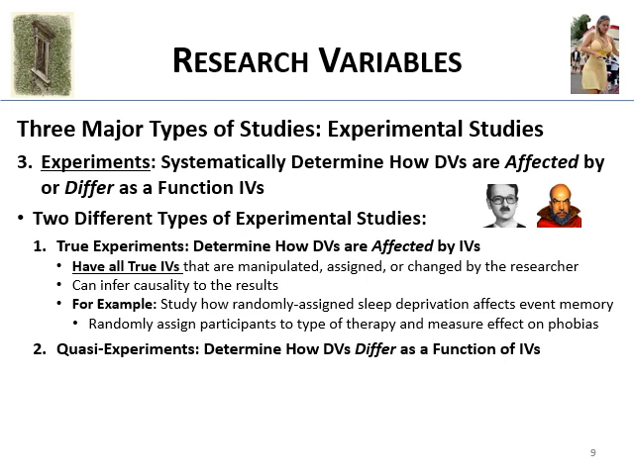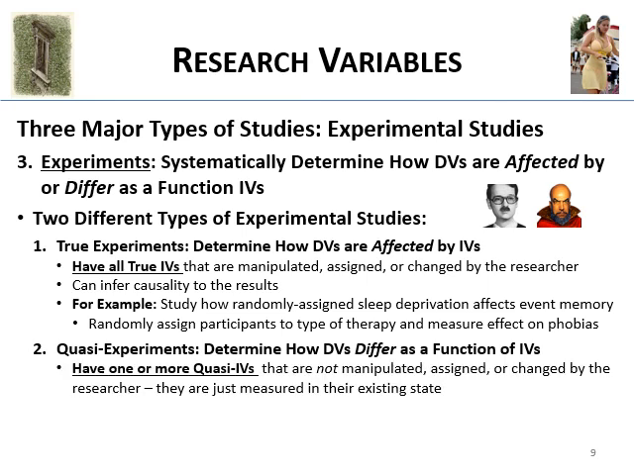So then quasi-experiments are where you determine how DVs differ as a function of IVs. That is, I'm not saying it's causally related, but they do differ as a function of this other variable. So to be a quasi-experiment, all you have to do is have one or more quasi-independent variables. That is, one or more independent variables that are not manipulated, assigned, or changed by the researcher. You just measured them how they were in their existing state. So if you got a study with one true IV and one quasi-experimental variable, you've got a quasi-experiment.